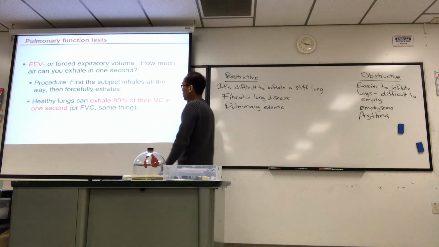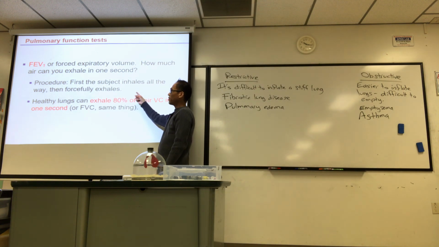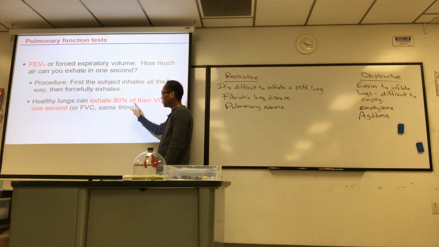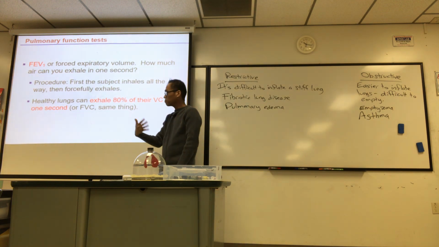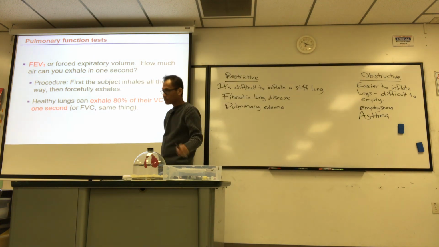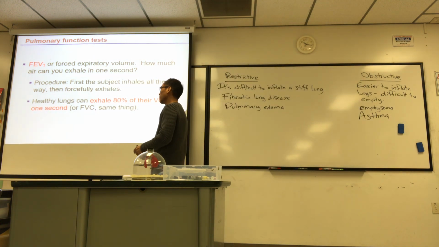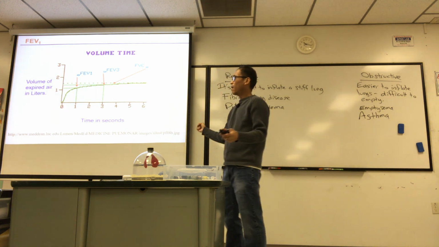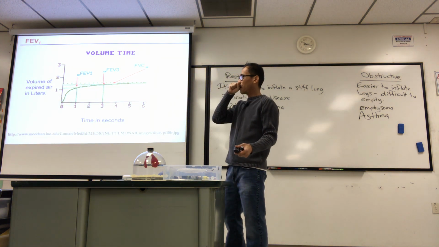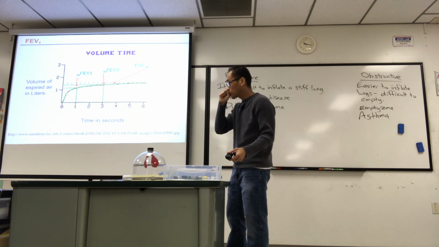For FEV1, you inhale all the way, and then with the mouthpiece, blow it all out. You should be able to push out 80% of your vital capacity in 1 second if there's no obstruction. So here's what that might look like. You breathe in off the mouthpiece, then put on the mouthpiece and blow all the way out.